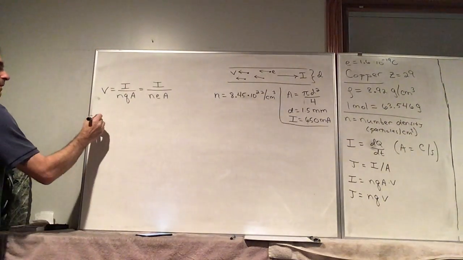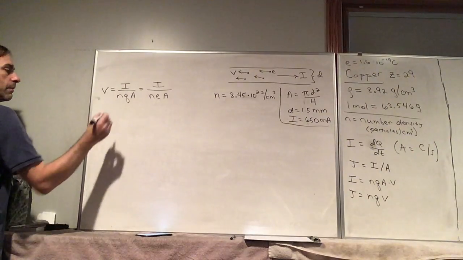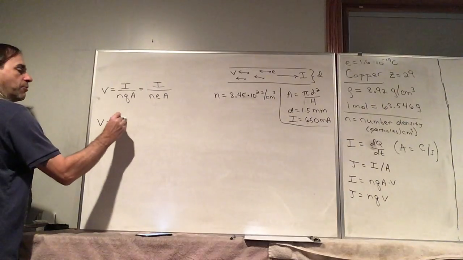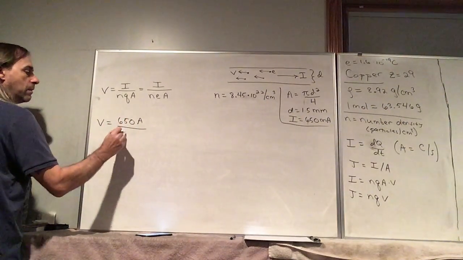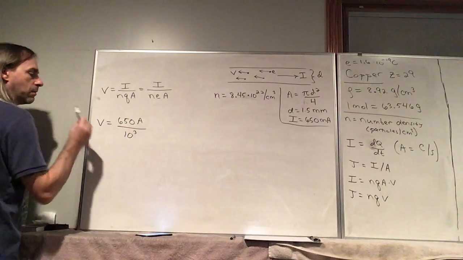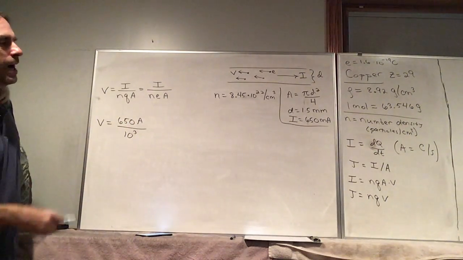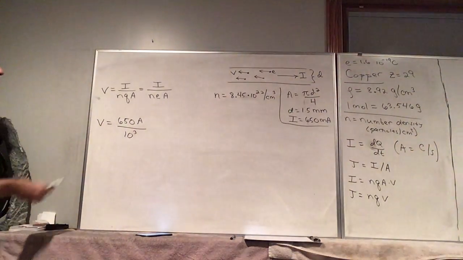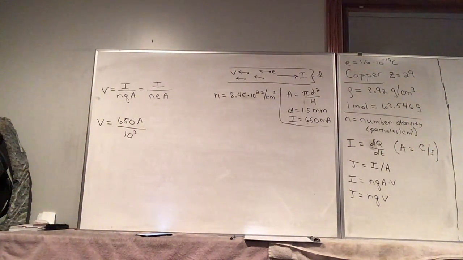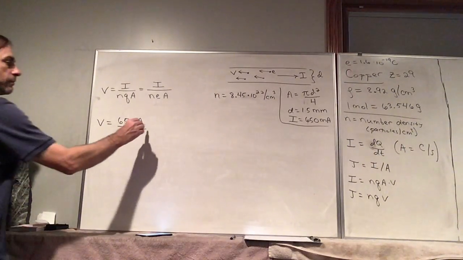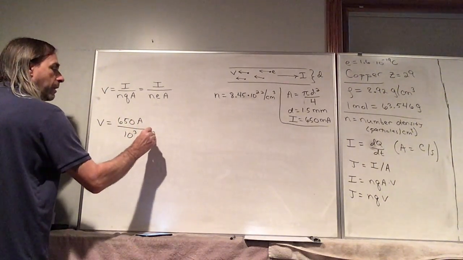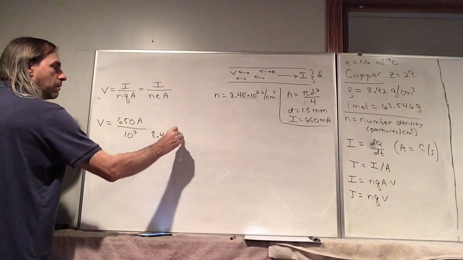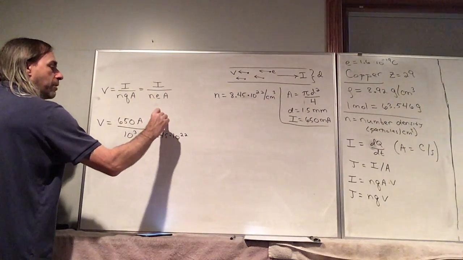So this velocity that these electrons are moving, we have our current is 650 milliamps. We haven't talked too much about current yet, but I'm going to convert to amps. Milliamps are very frequently used in wires. So milli is 10 to the minus 3, we'll put that on the bottom. Now here's our N value, which we just calculated, and that is per centimeter cubed.